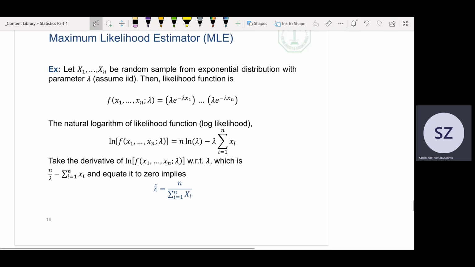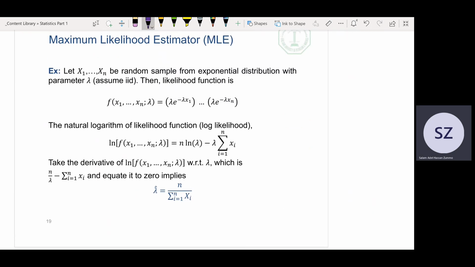So let's assume, in this example, that we have random samples x1 through xn from an exponential distribution. The key concept of maximum likelihood estimation is that we know the underlying distribution, at least its shape. You don't know the details. So the samples come from an exponential distribution with parameter lambda.